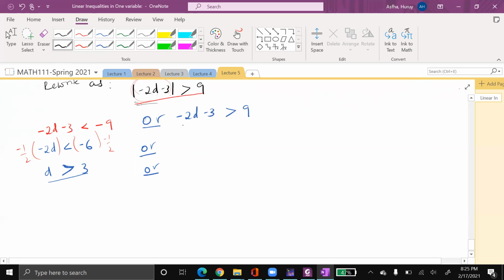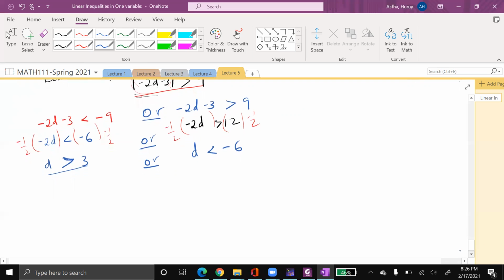And the other one, we solve just like what we have been doing for all the examples. So this is negative 2d. We add 3 on both sides, so it becomes greater than 12. And now we multiply both sides by negative 1/2. And what do we have? So this is d less than, because we are multiplying both sides by a negative number, and this is negative 6. Okay, so in interval notation, how do we write this one?